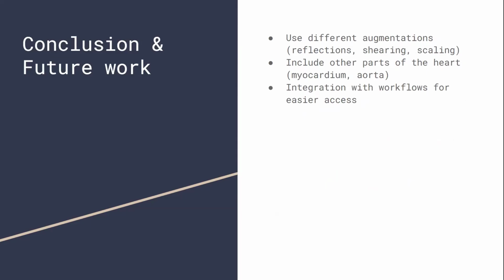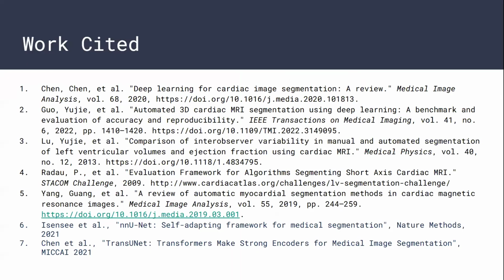All right. So conclusion and future work. For future work, we could use different augmentation, like I said, because the movement is pretty complicated. We could use rotation across different axes and combine translation, shearing, and others together. And then we could include other parts of the heart, and integrate with workflows for easier access. Cool. That's our references.